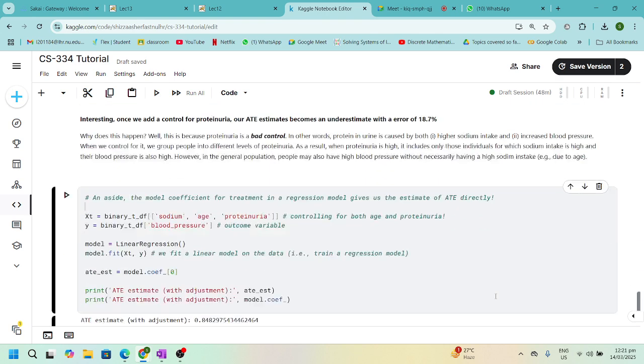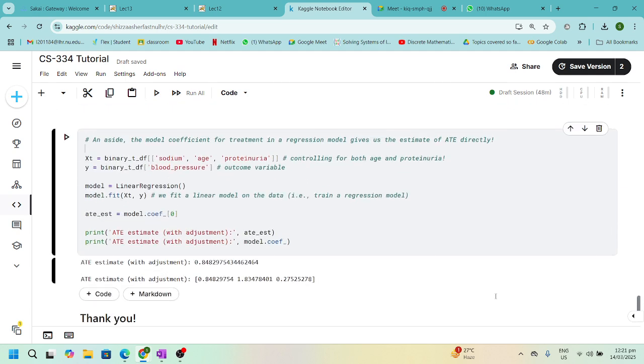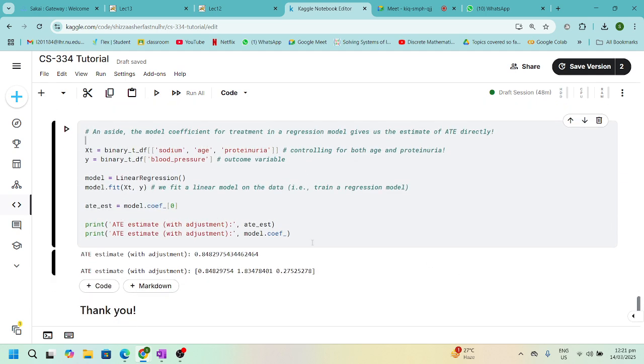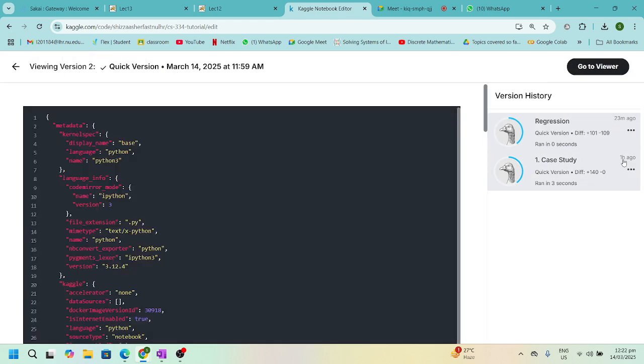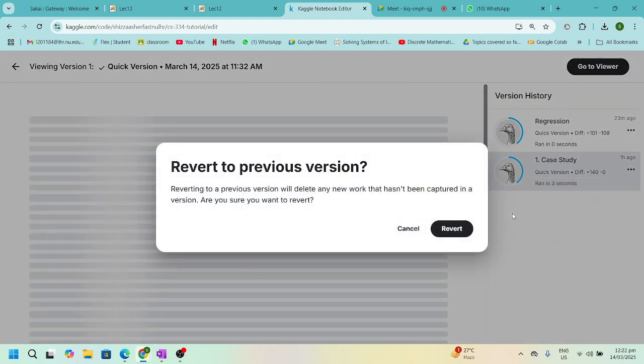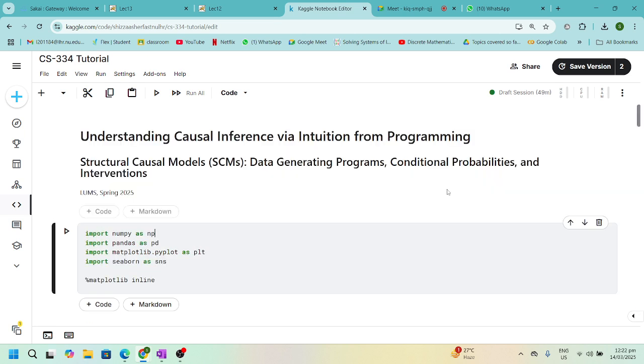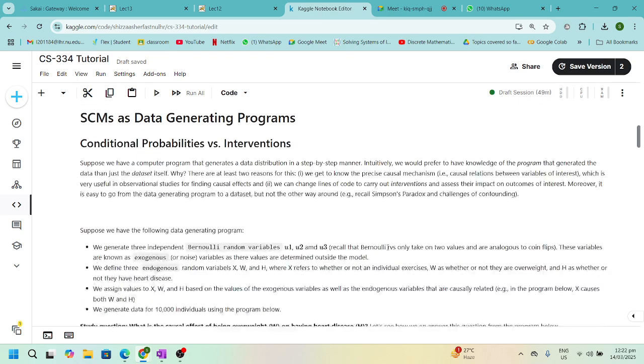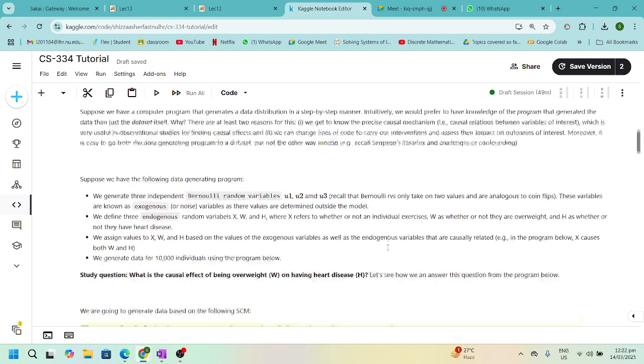Okay, are there any other questions before we move on? Okay, I'm gonna leave this for you guys to go over. It's the same thing. You're just referencing the coefficients of the regression model to look at the average treatment effect. And with that, we are going to move on to our next case study, which concerns structural causal models. These were covered in, I think, lecture number 13. So let's see what we have over here.